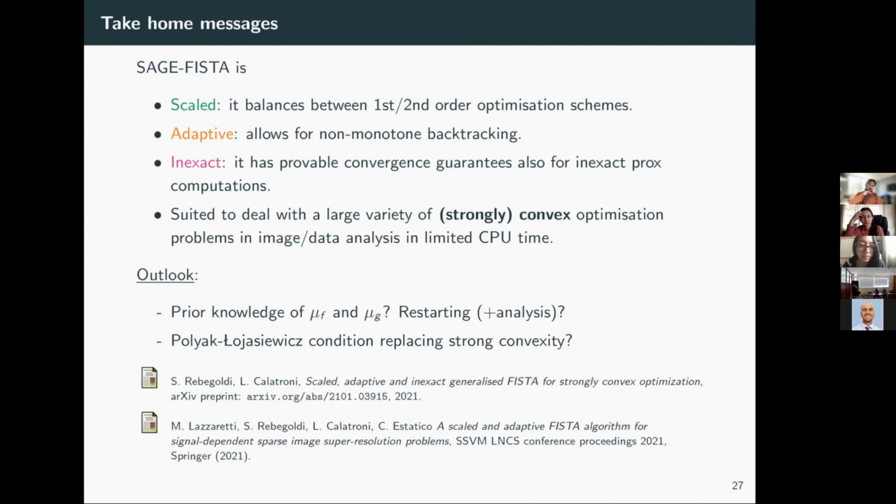What would be interesting to look at is the fact that we typically don't have an estimate of mu_f or mu_g. The strong convexity parameters are typically unknown. So it would be nice to find some techniques able to provide an estimate of these parameters, because, as I showed you, whenever you include this quantity explicitly in the algorithm, your rate becomes linear, so you gain in convergence speed. And also maybe to replace the strong convexity condition, which is stronger, with weaker conditions like the Polyak-Lojasiewicz condition. And so this is all I had to say.